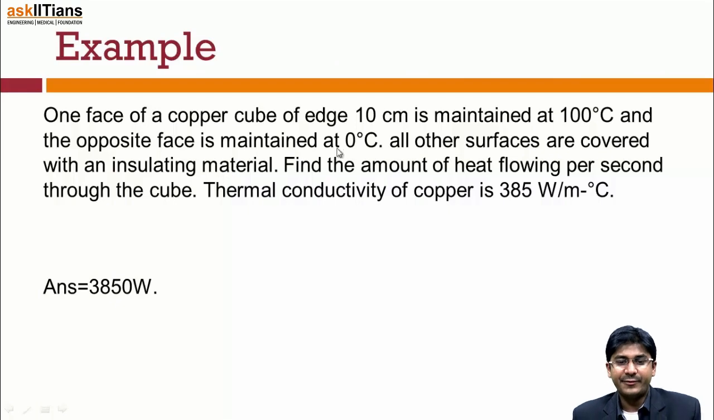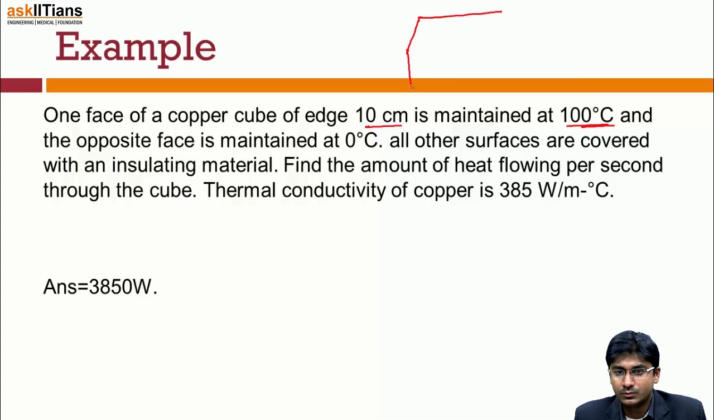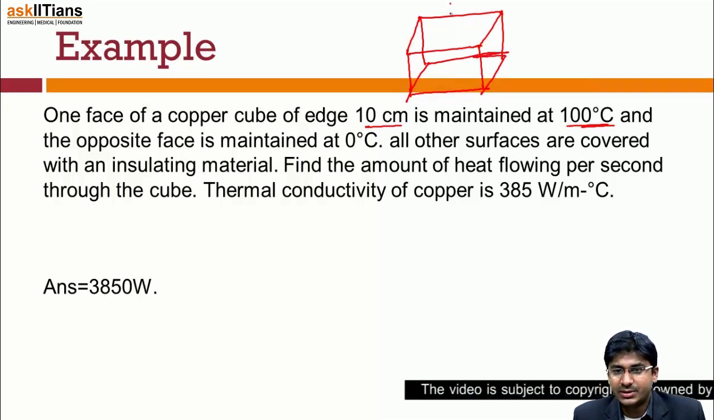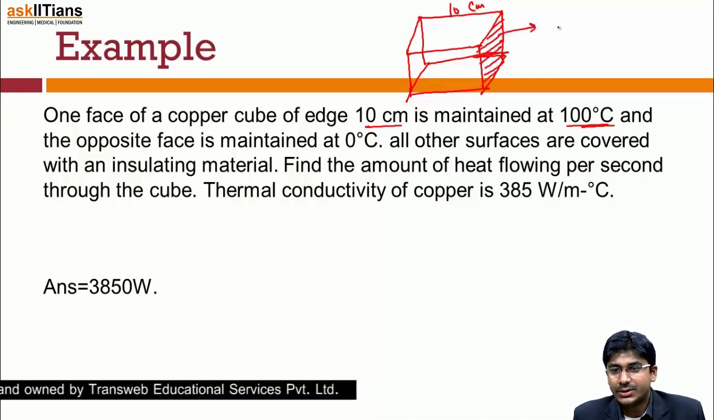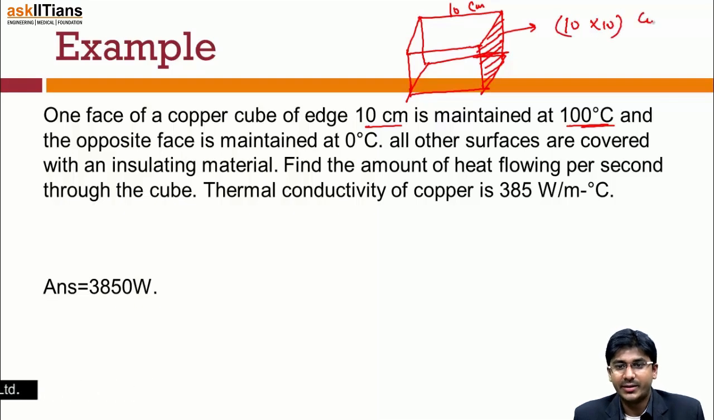Now, one face of a copper cube of edge 10 centimeter is maintained at 100 degrees Celsius. So let's make a cube. This is a cube. Its edge is 10 centimeter. If the edge is 10 centimeter, what will be the area? It will be 10 into 10 centimeter square, right?